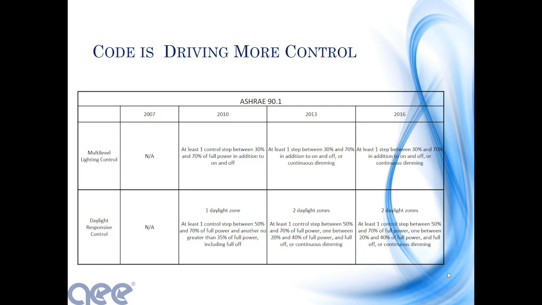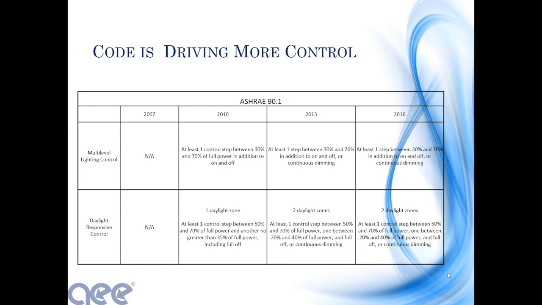Well, there's also another reason to do it, and it's called the National Electric Code. Okay, so if we take a look at what we have up on the screen, it's a little bit small to see, but I pulled two sections out of ASHRAE. So the National Electric Code references ASHRAE. Looking at the two things that I took a look at that really apply to dimming and dimming control: multi-level lighting control, and then daylight responsive control.